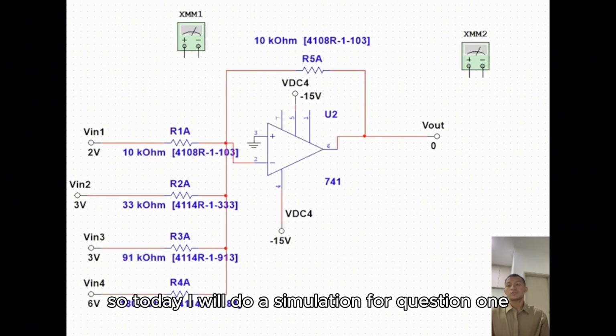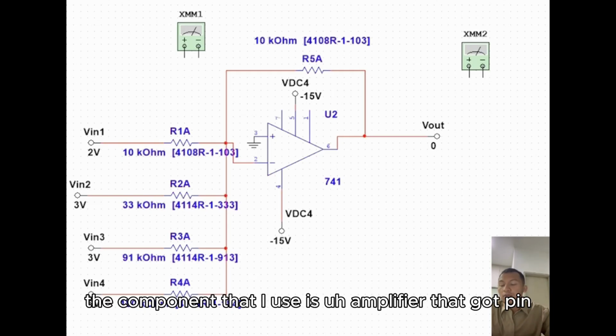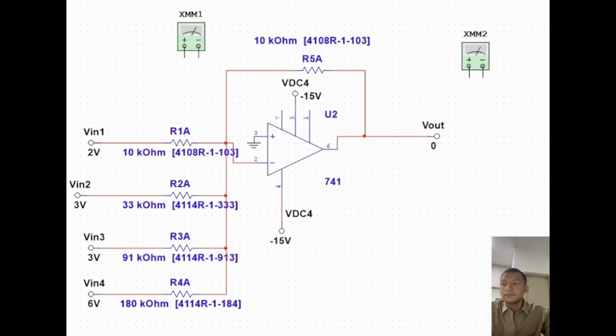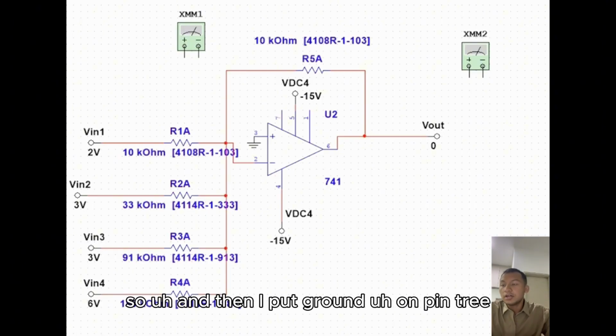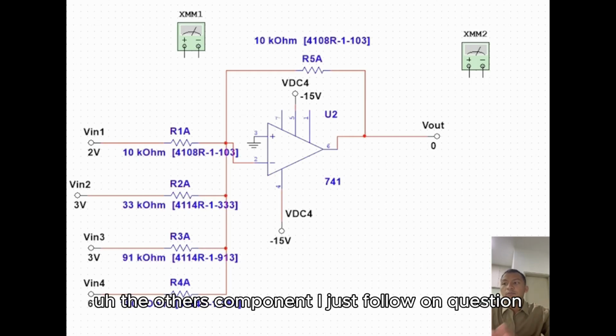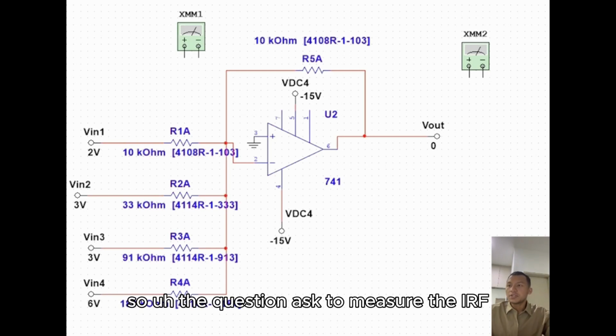Today I will do a simulation for question 1. First, the component that I use is an amplifier with pins. I put the supply of negative 50 volt on pin 5 and then 50 volt on pin 4. Then I put ground on pin 3. The other components I just follow the question. The question asks to measure IRF.